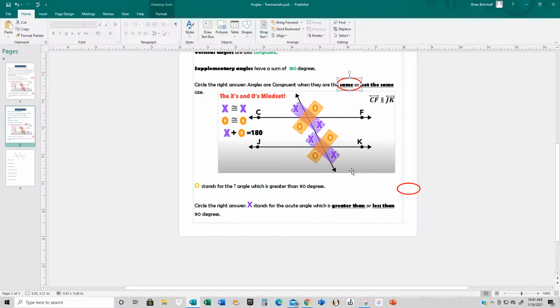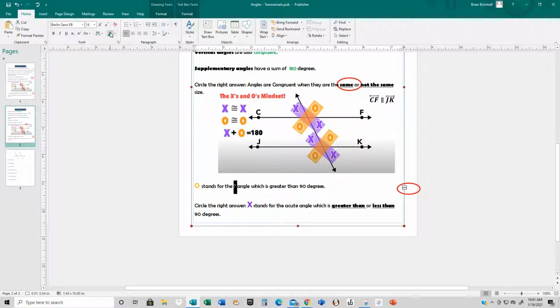Right, I really like this XO diagram. It makes things a little bit simpler. You don't have to memorize all the theorems. You can just do this little trick, knowing that my X's are equal, my O's are equal, and then an X and an O adds up to 180. O stands for the obtuse angle.